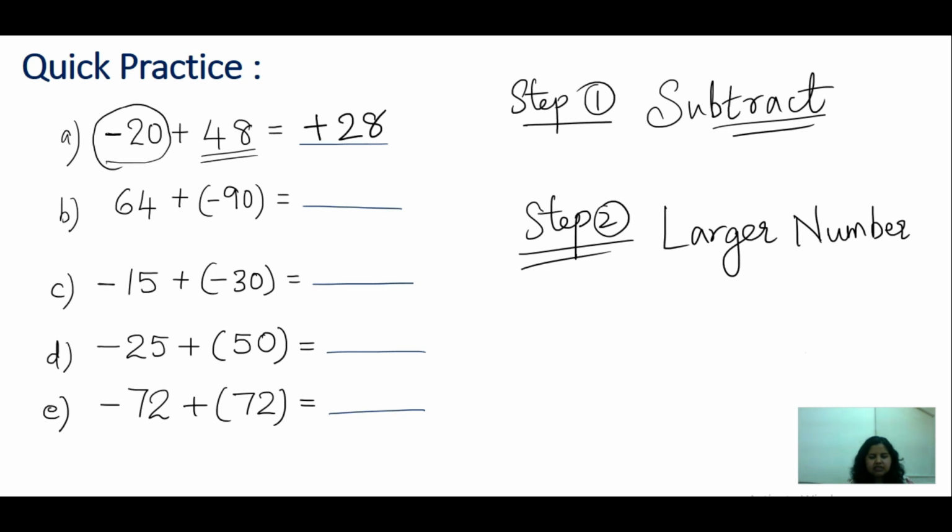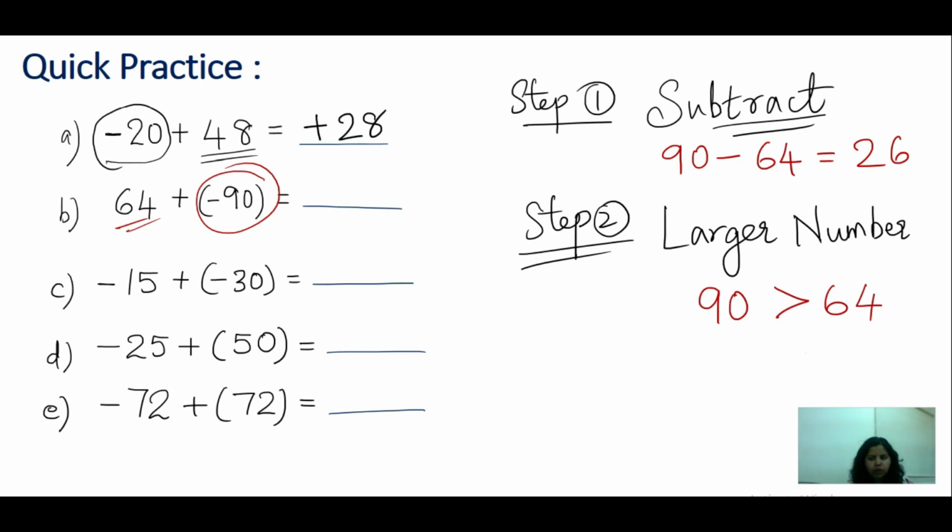Going to question B, 64 plus minus 90. So this is again a negative integer getting added with a positive. So my step 1 will be subtract. So whenever you see a positive and a negative integer, subtract. That's your first step. So 90 minus 64, and my answer is going to be 26. Step 2, who is the larger number? I can see 90 is larger than 64, so 90 has the negative sign, so my answer is going to be a combination of these two. So I put the negative sign, which is the sign of the larger number, and my answer is 26.